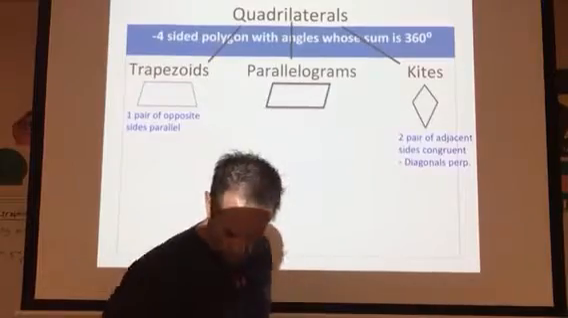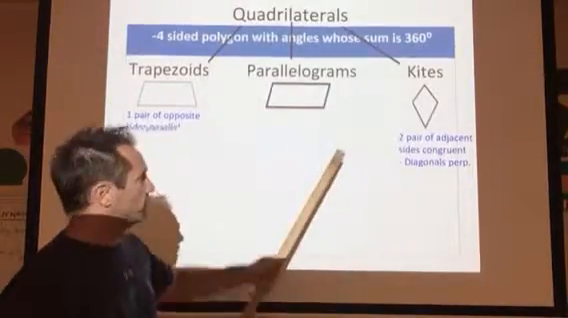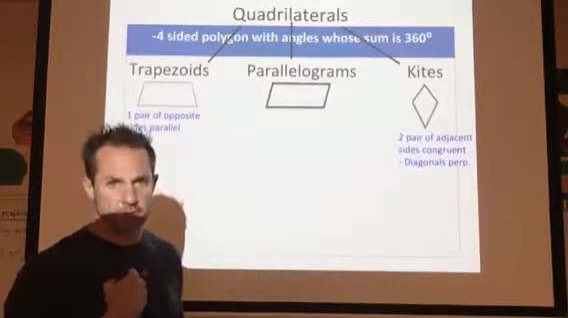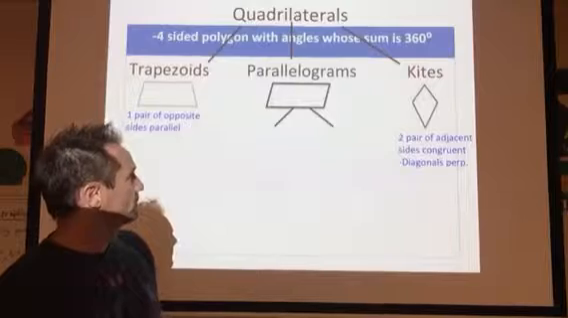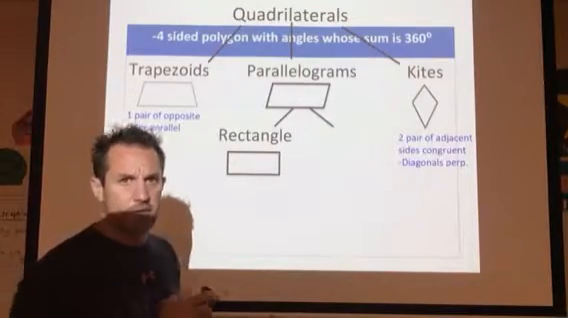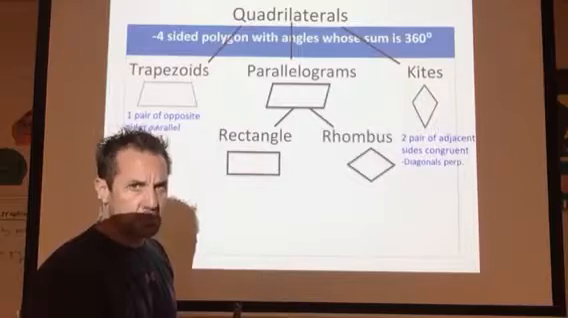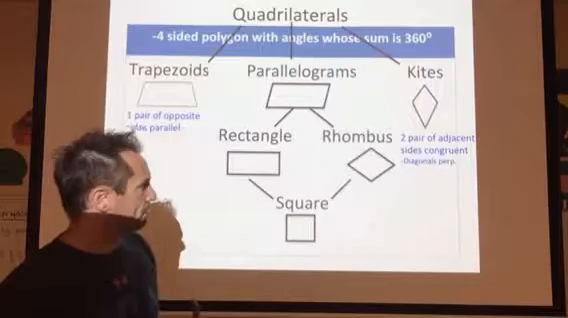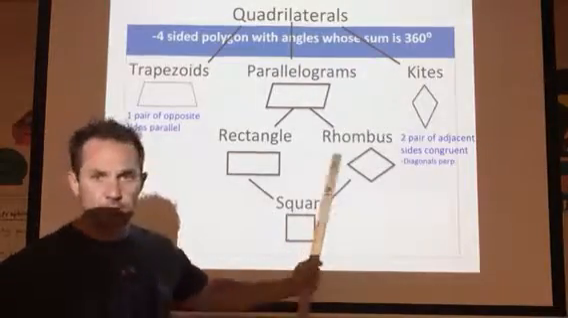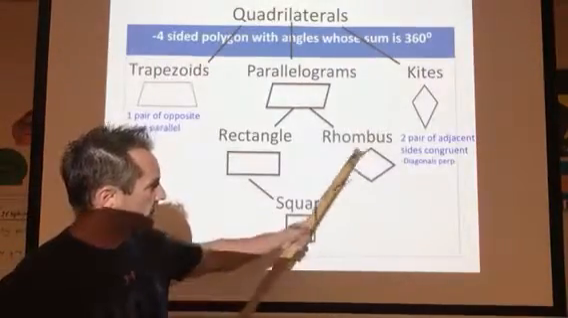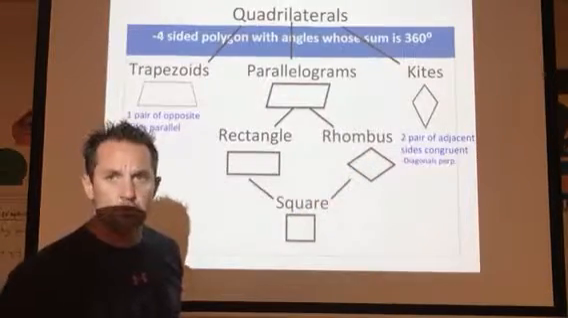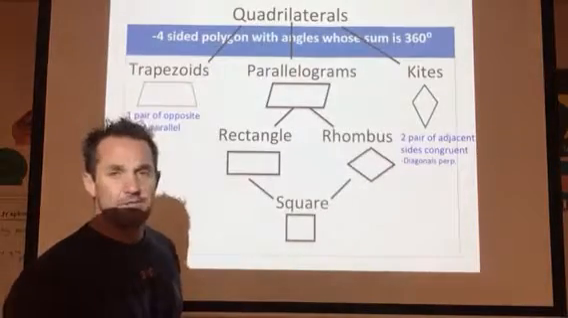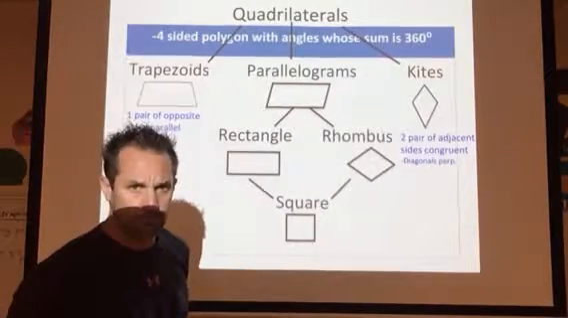Okay? The next thing that we're going to focus on are parallelograms. And there are three different types of parallelograms that we're going to talk about. The first one is a rectangle. The second one is a rhombus. And the last one is a square. Okay? Does anybody know about a rhombus? In a rhombus, if you're looking at this picture, one of the rhombus's specific characteristics is that it has four congruent sides.